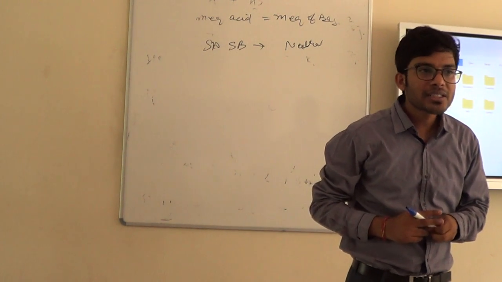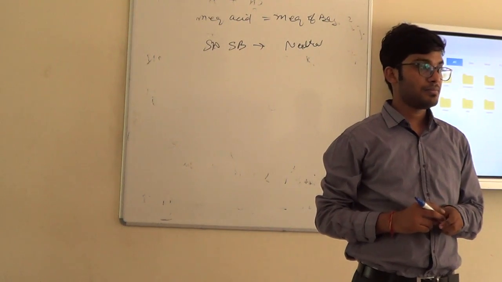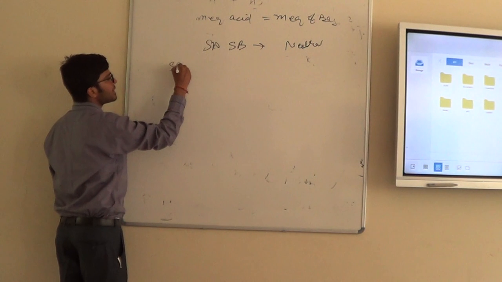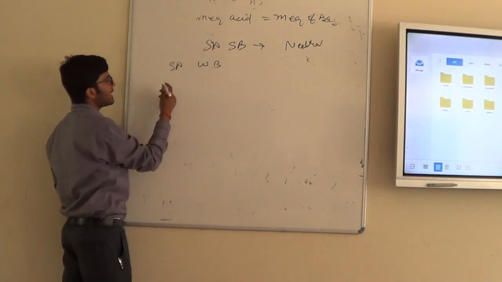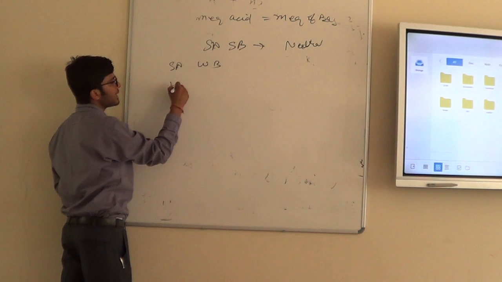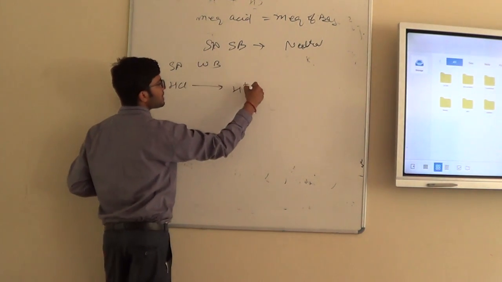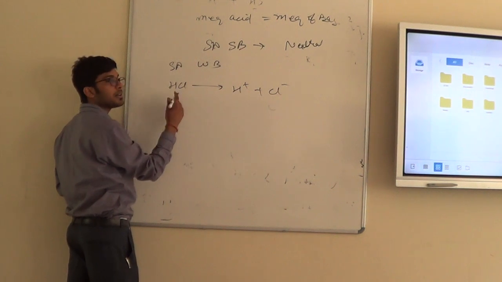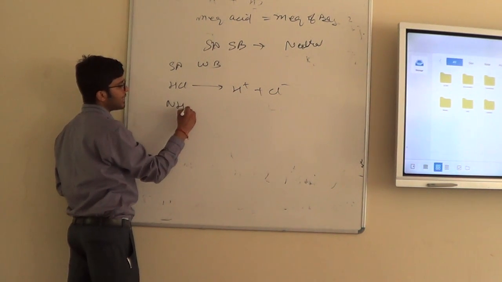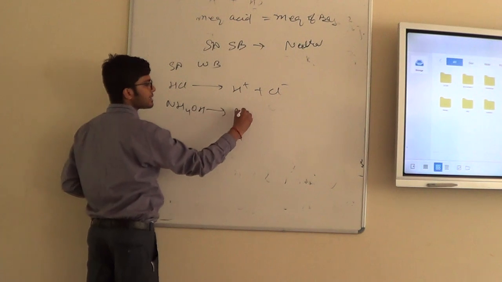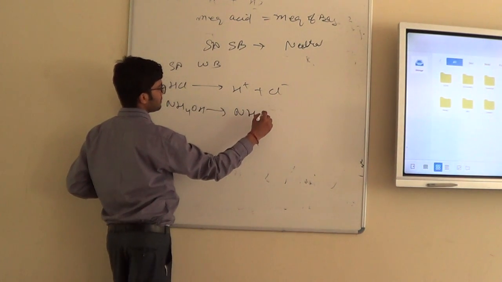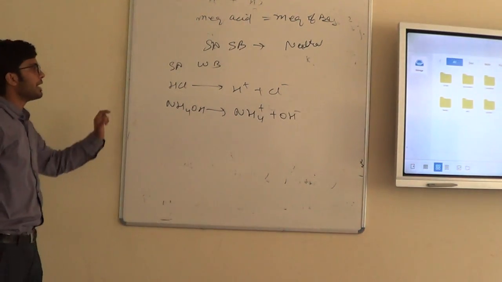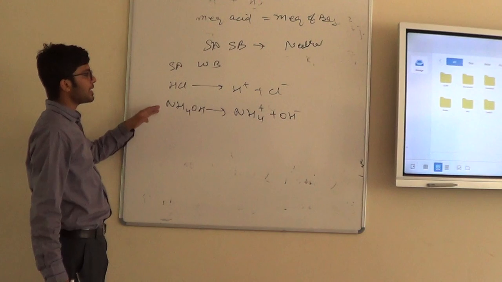Which type of acidic solution? Let's take an example of a strong acid and weak base. Say you take HCl, which gives H+ and Cl-, and a weak base, NH3, which gives NH4+ and OH-. Fine? Now this is a strong acid and weak base.